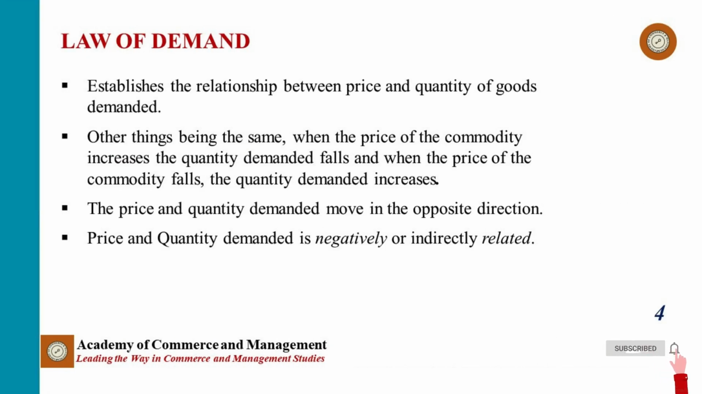Now, let us see the law of demand. The law of demand establishes the relationship between price and quantity of goods demanded. The law of demand states that, other things being the same, when the price of the commodity increases, the quantity demanded falls, and when the price of the commodity falls, the quantity demanded increases. In other words, the price and quantity demanded move in the opposite direction. That is, as per the law of demand, price and quantity demanded is negatively or indirectly related.